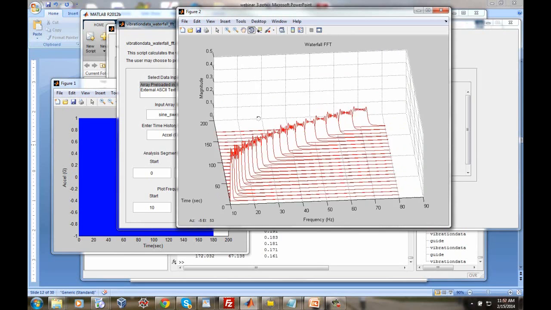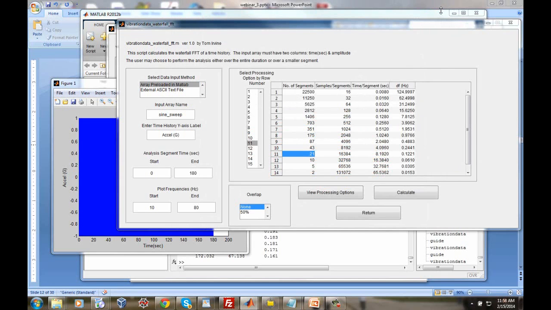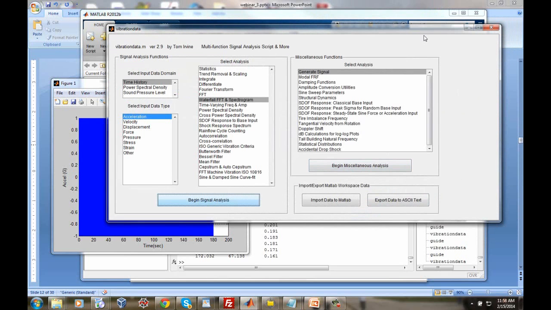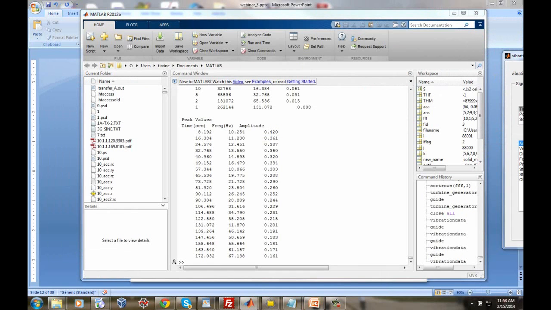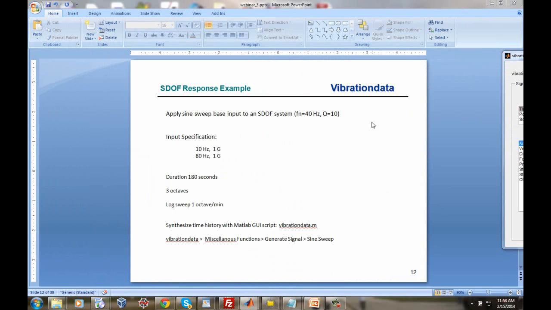So that's the Waterfall FFT of our base input sine sweep that we're going to apply to an avionics box. So let's go ahead and return here. We need to talk about how we're going to apply this to our avionics box. So let's go back to the slides here.